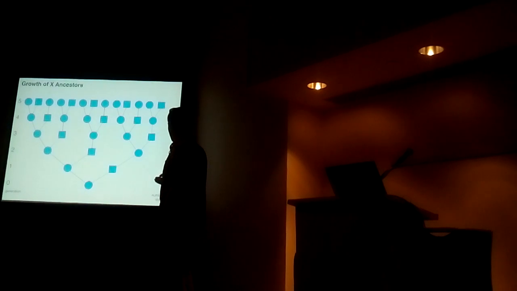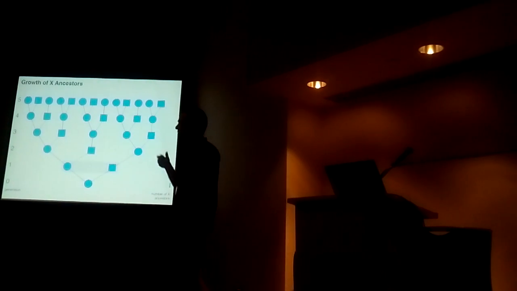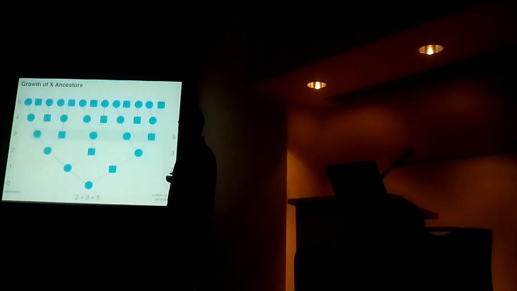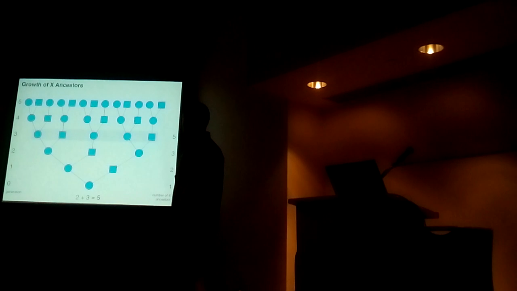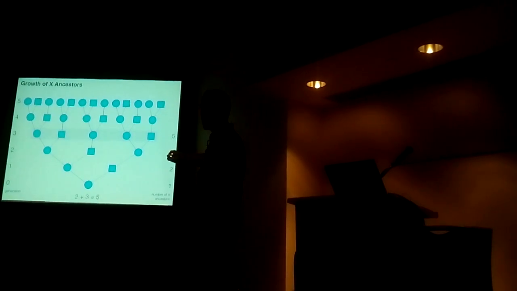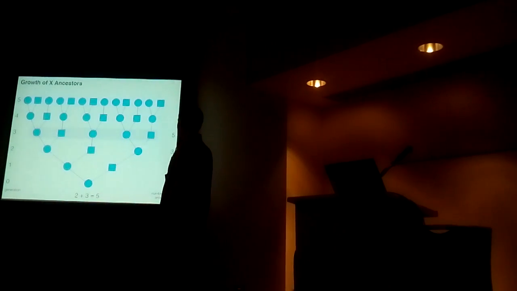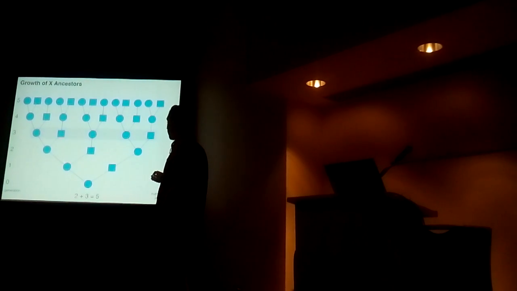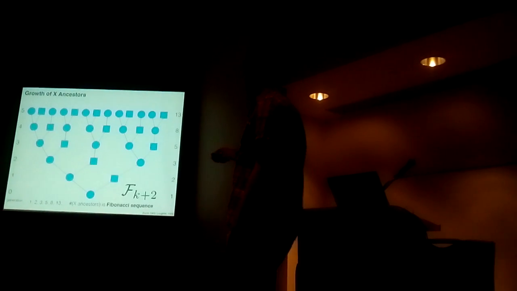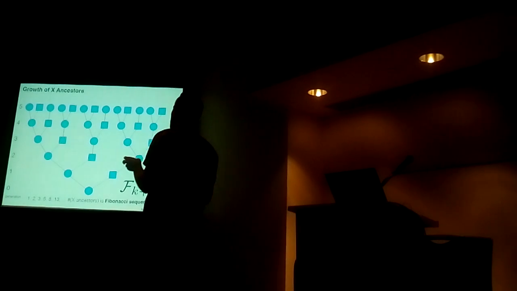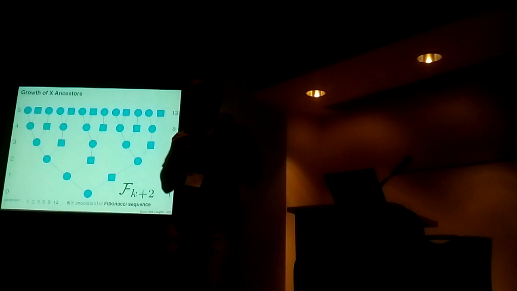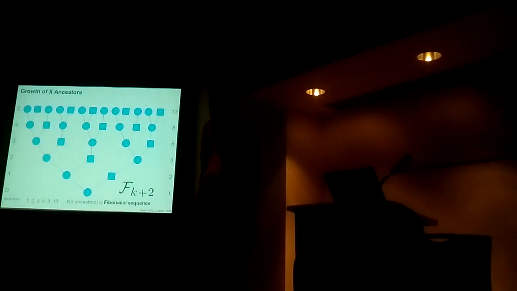If I look at this present-day individual, she has 2 X ancestors in the previous generation, 3 in the generation before that, 5 in the generation after that. And you'll see that the number of X ancestors in a given generation K is the sum of the number of ancestors in the previous generation and the generation before that. And if you remember your Fibonacci sequences, you'll know that this is indeed a Fibonacci sequence, such that the total number of X ancestors of a present-day female is Fibonacci k plus 2 back through time, ignoring pedigree collapse.